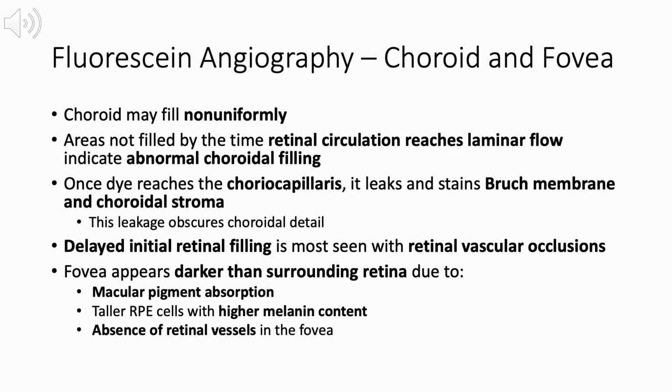The fovea has a characteristic appearance on fluorescein angiography, appearing darker than the surrounding retina. This relative hypofluorescence is due to absorption of excitation light by macular pigment, increased melanin content within taller RPE cells at the fovea, and the absence of retinal vessels within the foveal avascular zone. Together, these features create the normal dark foveal appearance seen on fluorescein angiography.